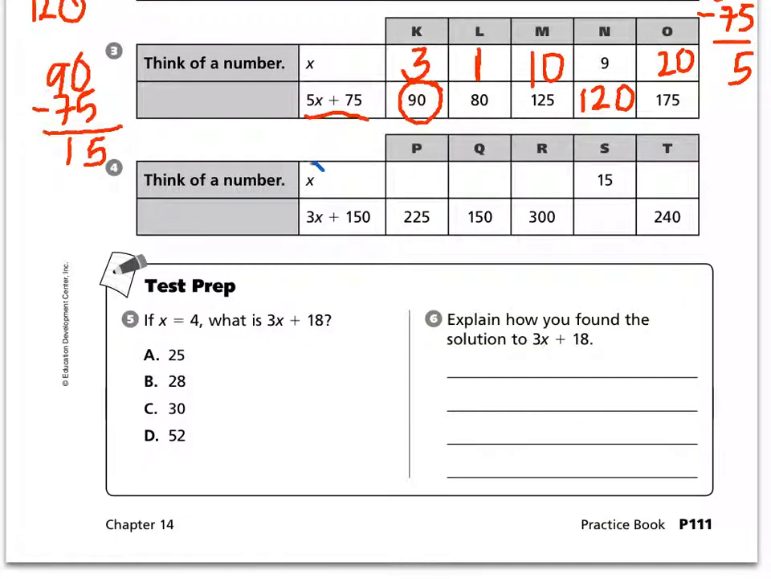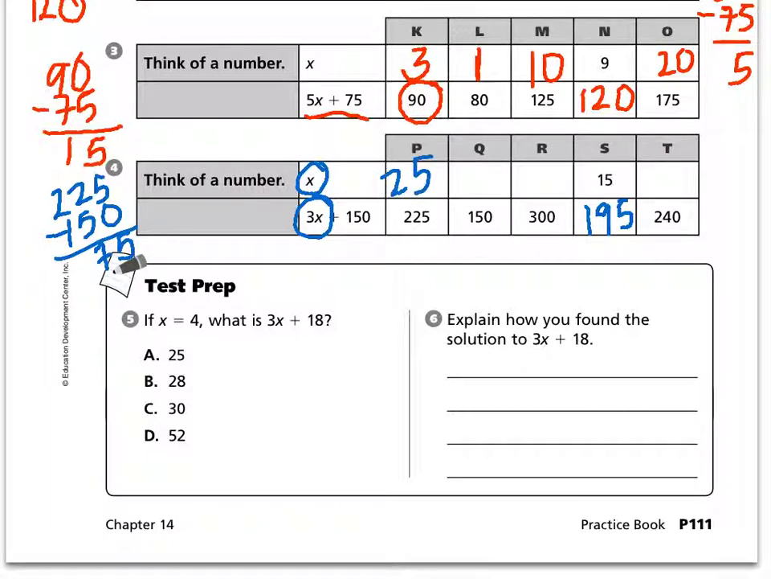For number 4, you have x, and your equation is 3x plus 150. Let's go to S, and we'll work forward first. So 15 times 3 is going to be 45, and then you take 150 plus 45, and you would get 195. Now we're going to have to work backwards using the bottom row, where we have 225. So you take 225 and minus 150 from it. You would get 75. Then you have to take 75 and divide it by the 3, and you would get 25. Now use it to work forward to check your answer.